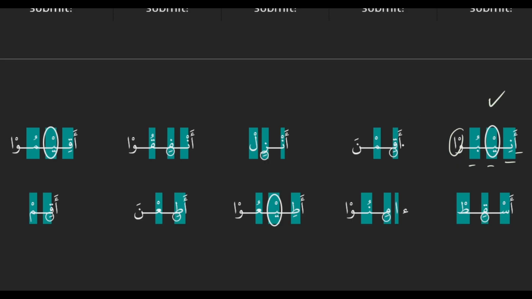Aqimna starts with a hamza. That's rule number 1. Rule number 2 was 3 letters or less. Here we have how many? 2. So rule number 2 checks off. And then our second to last letter, once we hide the indicator, is the qaf, which has an e sound. So rule number 3 checks off. This is pattern number 3.